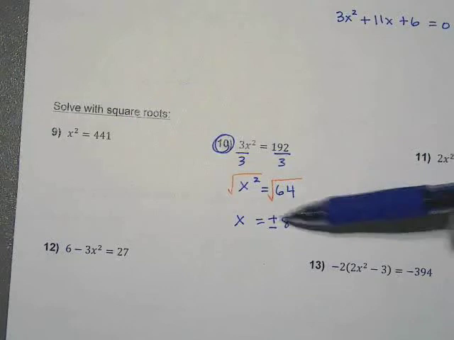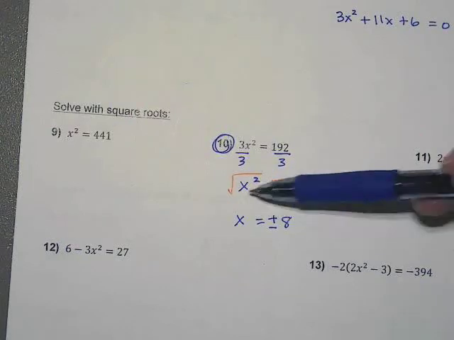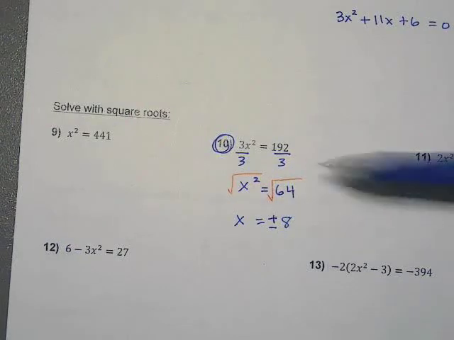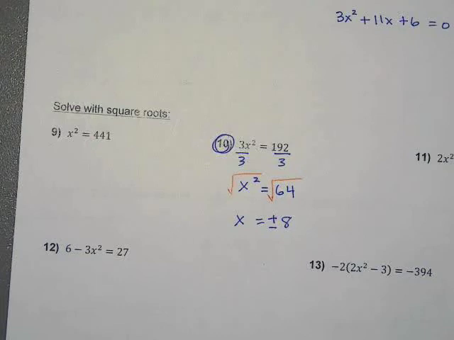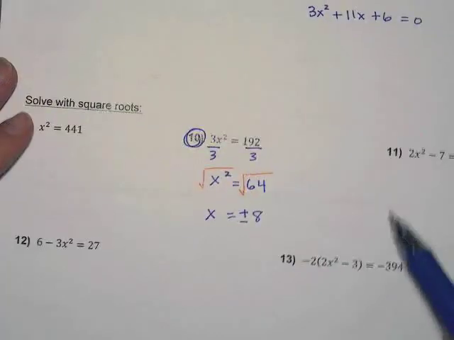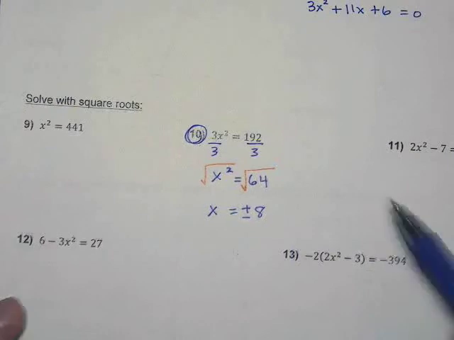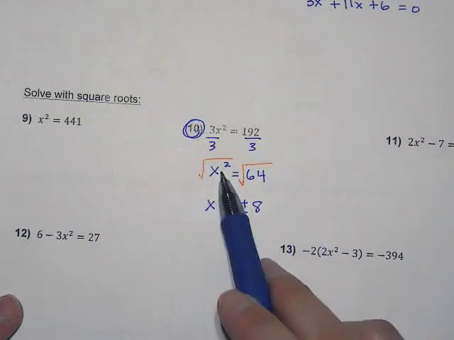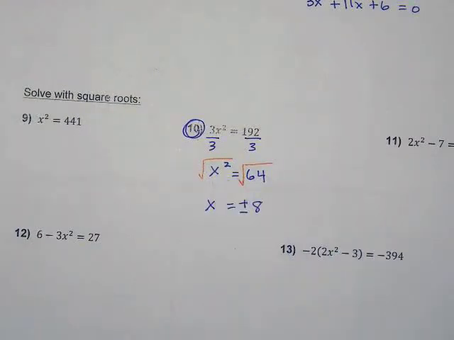So I could put in positive 8 or negative 8 in for x, and I would get the correct answer. I would make a true statement either time. All right, these other problems get a little more complex for sure, but each time your goal is to get x squared completely by itself and then square root both sides.